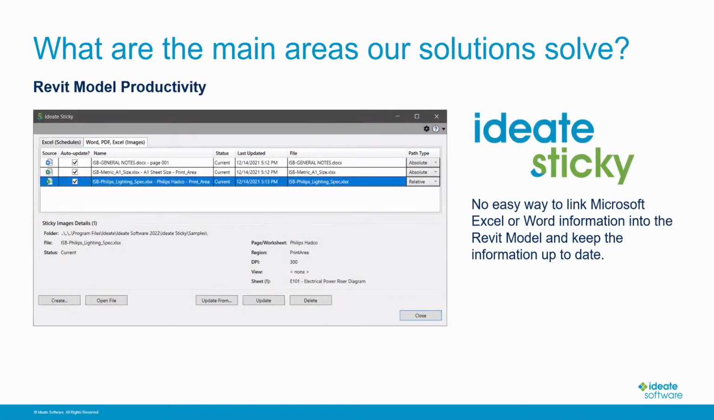Then we have Sticky, which allows you to basically link back information that is not BIM data, like a Word document or a PDF or an Excel file, back into your Revit model and keep them up to date. So you have other users that are able to edit that data and link it back in.